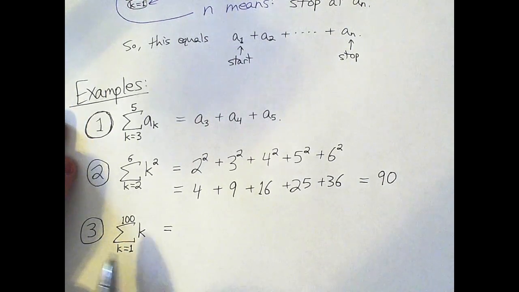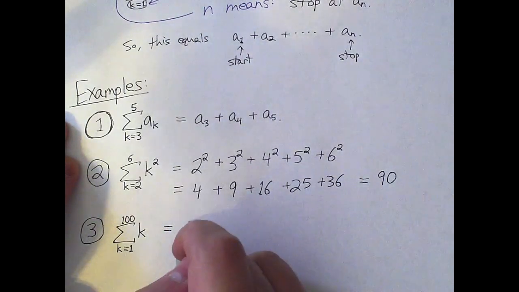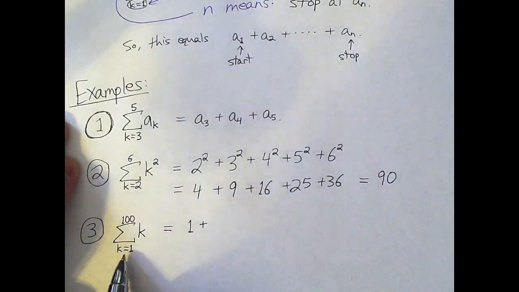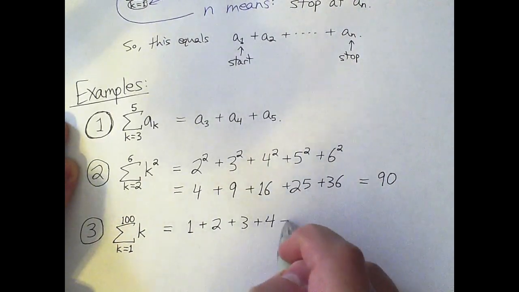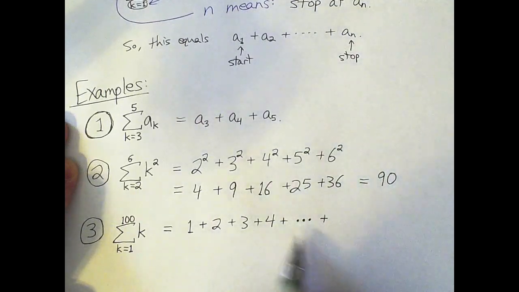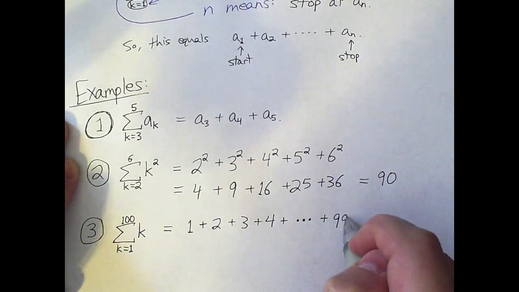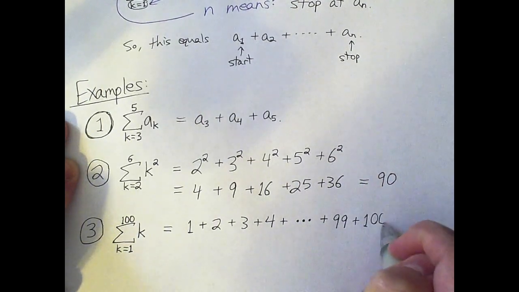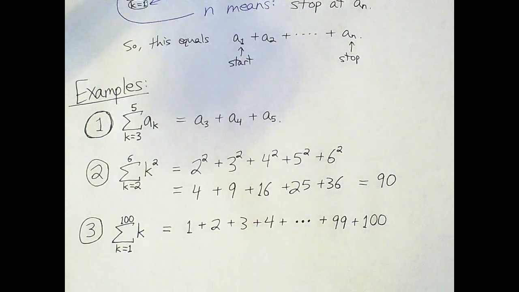Well, we start at 1, we end at 100, but the actual expression that we're evaluating is just k. Well, if k starts at 1, then you start with 1. And then what's the next one? It would be 2 plus 3 plus 4 plus dot, dot, dot to indicate that we're not writing all the terms, but eventually you would get to 99 and then 100, and that's where we stop. So this is the sum of the first 100 positive integers.